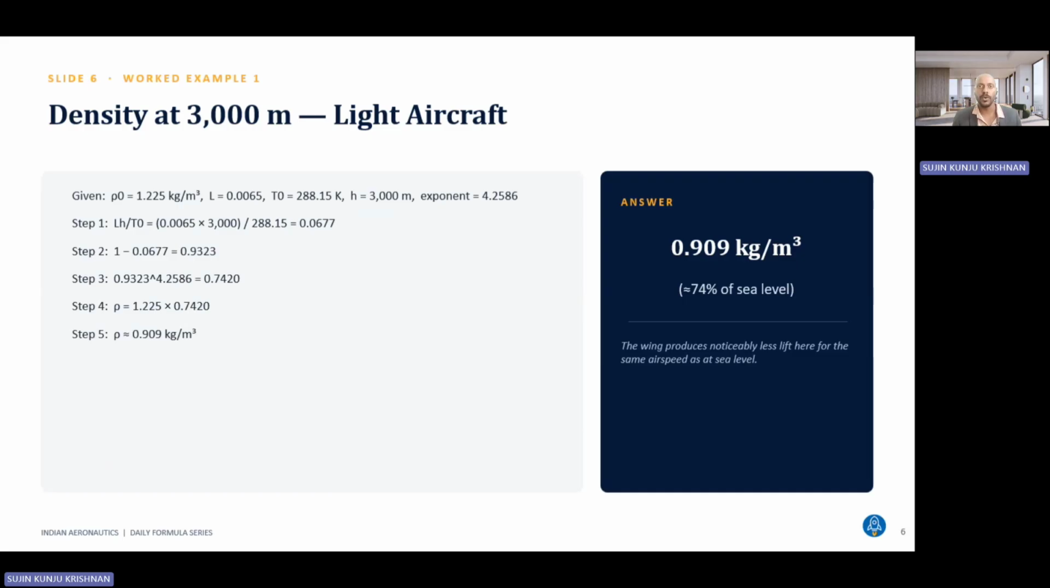Step 4, raise 0.9323 to the power 4.2586 on your calculator. That gives approximately 0.7420. Step 5, multiply by rho 0. So 1.225 times 0.7420 equals approximately 0.909 kilograms per cubic meter. At 3,000 meters, the air is about 74% as dense as it is at sea level, meaning a wing at this altitude generates noticeably less lift for the same airspeed.